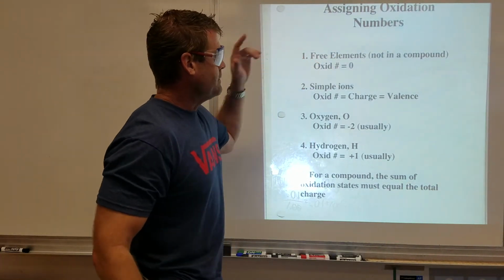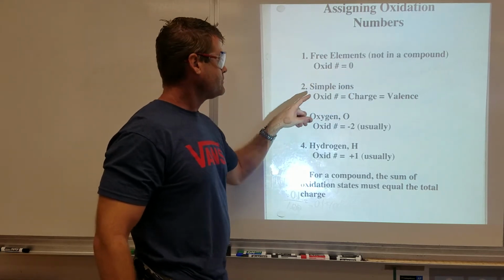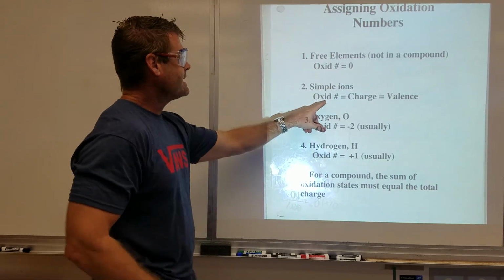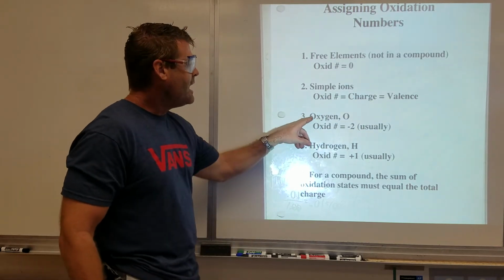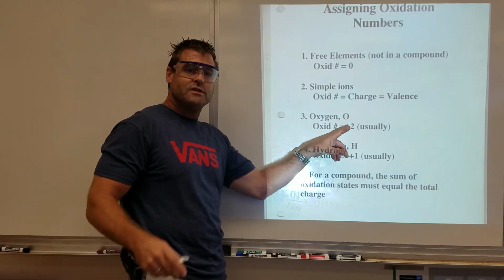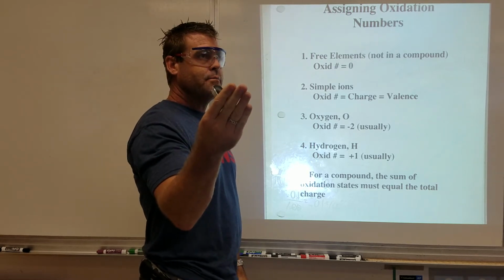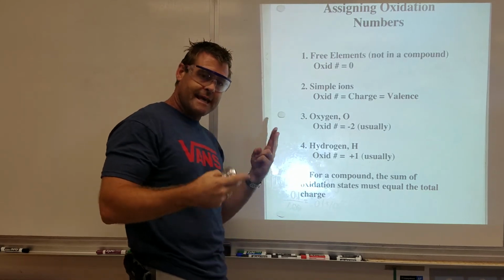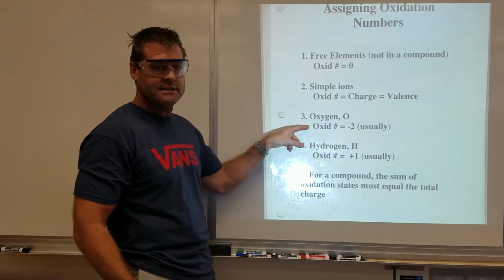Free elements: elements that are not in a compound are by definition assigned an oxidation number of 0. Simple ions: you're going to find oxidation numbers are kind of like valences. The oxidation number is similar to the charge you would expect it to have, or the valence. Remember our valence sheet. Oxygen usually is assigned an oxidation number of -2. That shouldn't be surprising, because it's 2 over from the right side of the periodic table, and you would expect it to gain 2 electrons, therefore acquire a -2 charge. It would also have a -2 valence oxidation number.